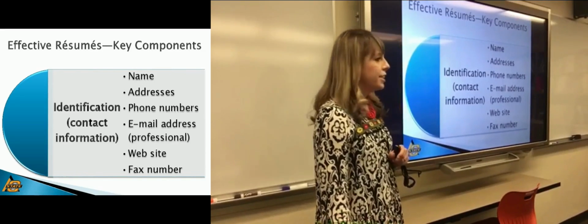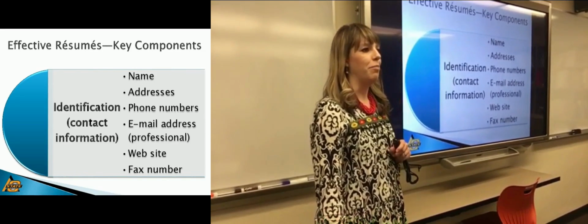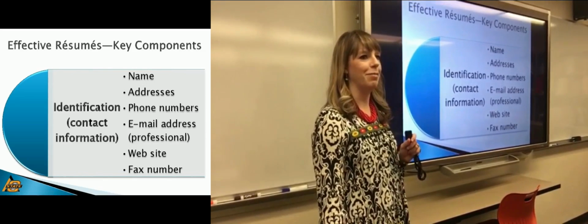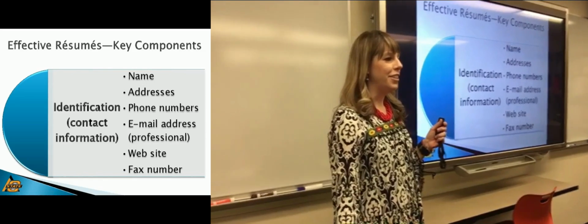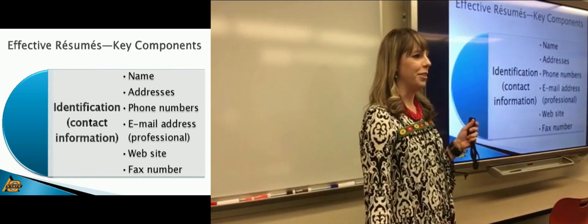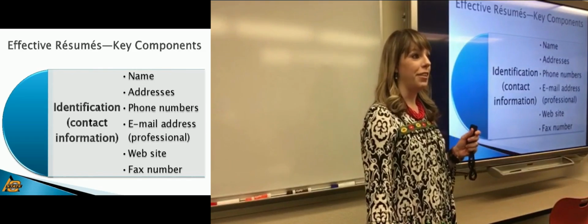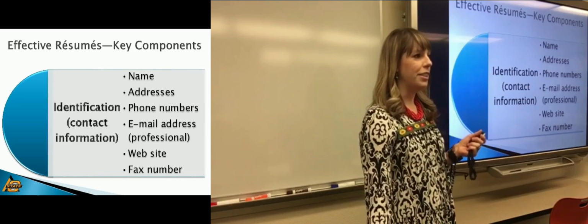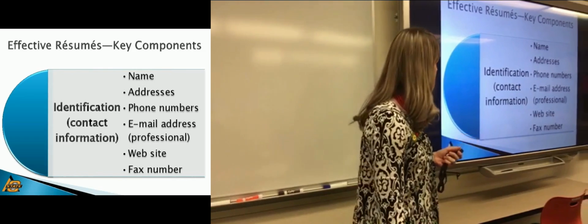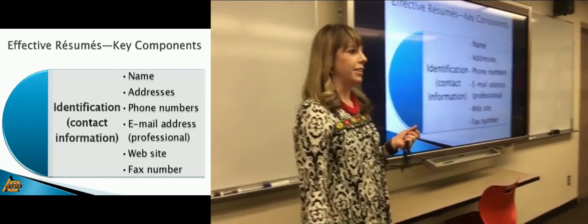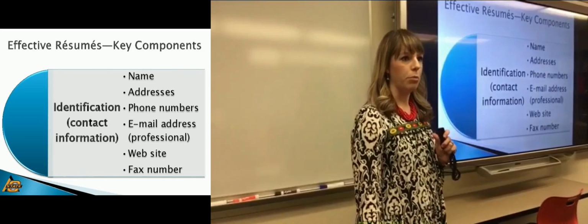Also email addresses. It's important to list a professional looking one. So if you have a goofy Gmail one that's kind of personal and maybe not as professional, you probably want to have your okstate.edu email address so that it looks pretty professional. If you have a website, you can put that on there. Again, as long as it's professional, it's something that you would want employers to see.